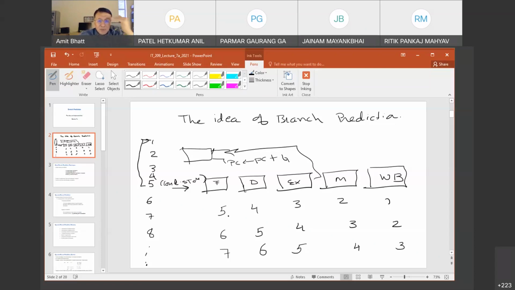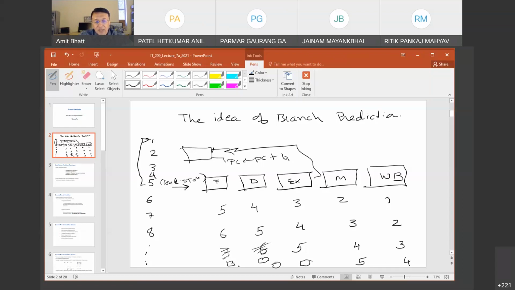But now you have a problem, you brought in 6 and 7. So you'll say, okay, throw these away. You will just erase this and a bubble would go through. And in the next cycle, when 5 is here, 4 is here, a bubble would be here, another bubble would be here, and here you would have instruction number 1.